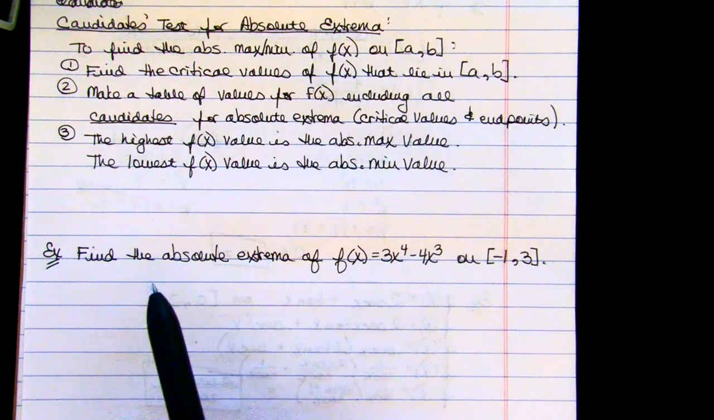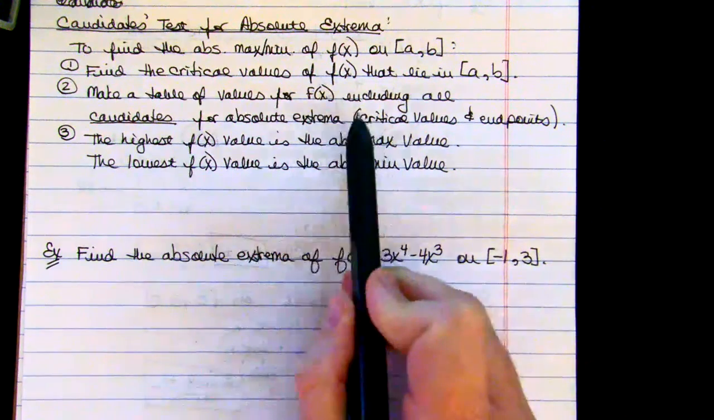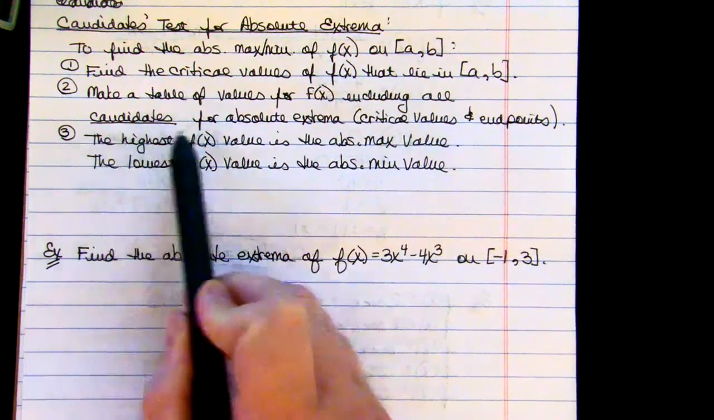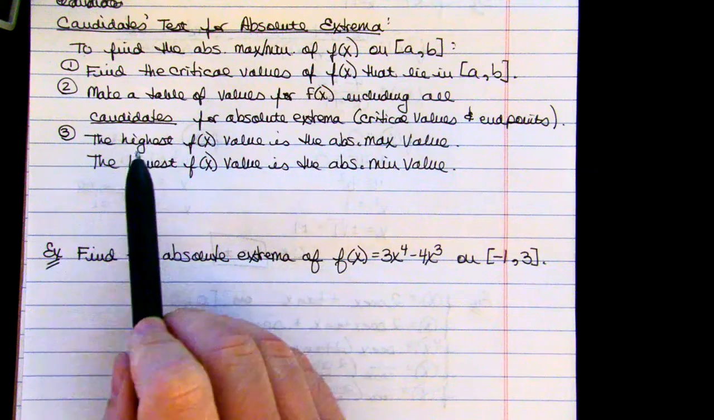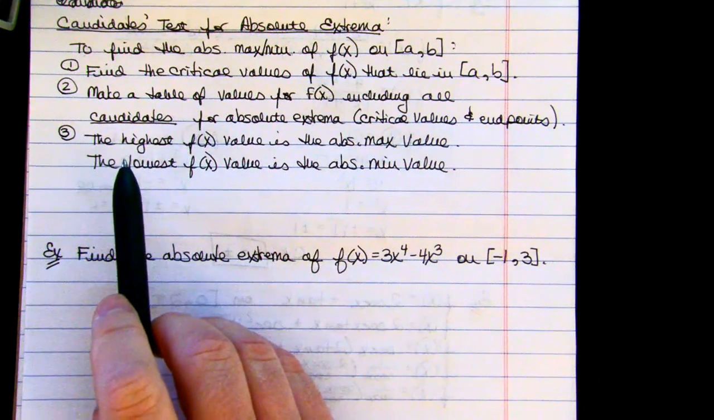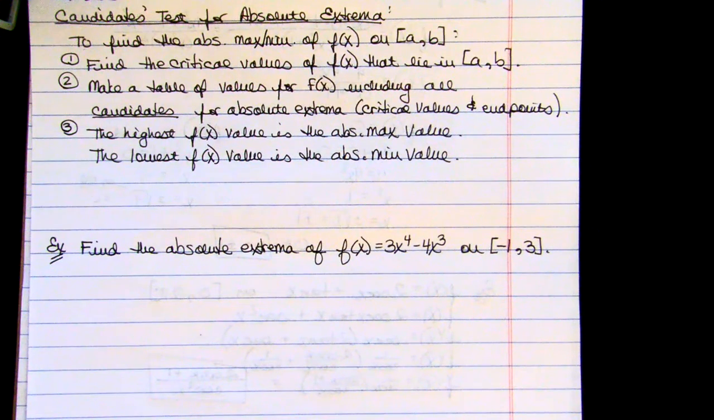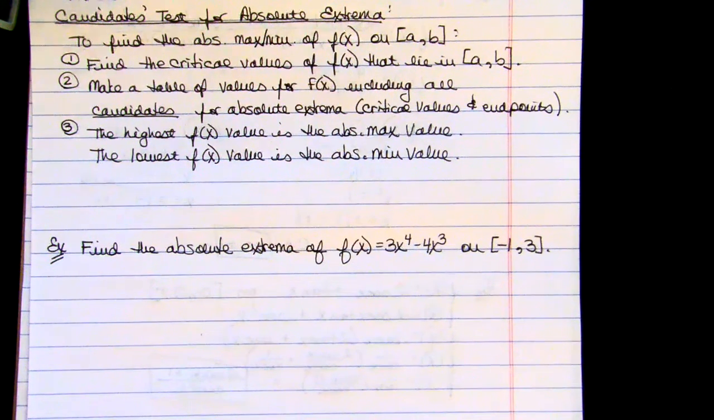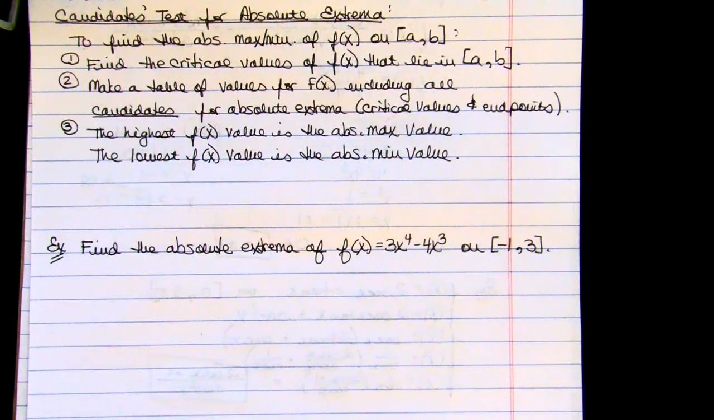Then, I'm just going to make a table of values for my original function. And for the x's, I need to include all possible candidates, hence the title, for the absolute extrema. And absolute extrema, as I think I've already mentioned, can occur at those critical values or could occur at the endpoints. So I'll make that table of values, and then I'll look at my y values. The highest y value is the absolute maximum value. The lowest y value is the absolute minimum y value.